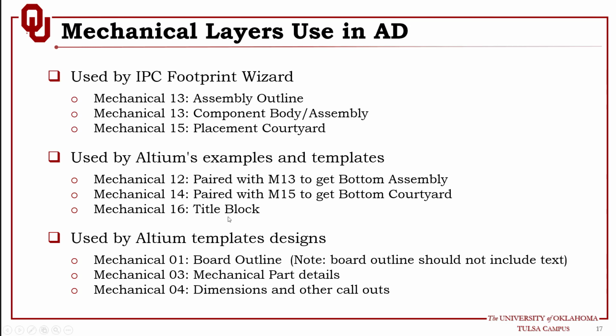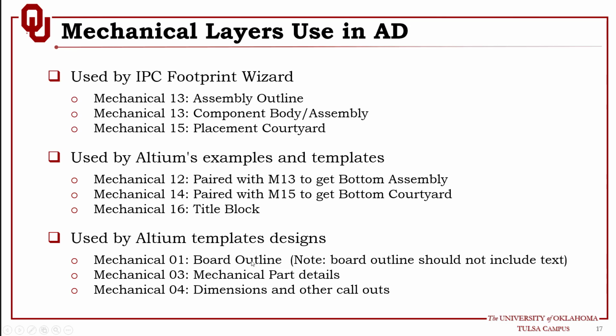And also they pair mechanical layer 14 to 15 to get the courtyard. Now, again, the problem here is that if you have a 3D model on these layers, this will create a problem. So you need to separate the assembly outline from the 3D bodies. And also they use mechanical layer 16 for the title block. The Altium Designer templates use mechanical layer 1 for the board outline, mechanical layer 3 for mechanical part details, and 4 for dimensions and other callouts. These are not related to the library. These are on the layout.